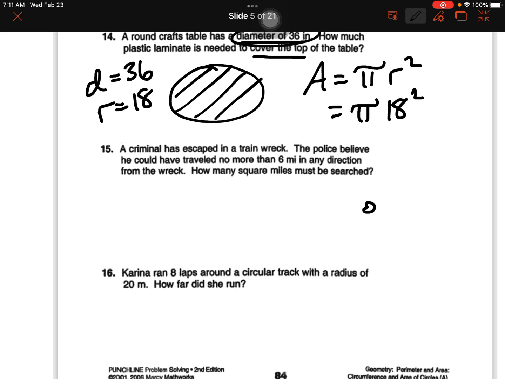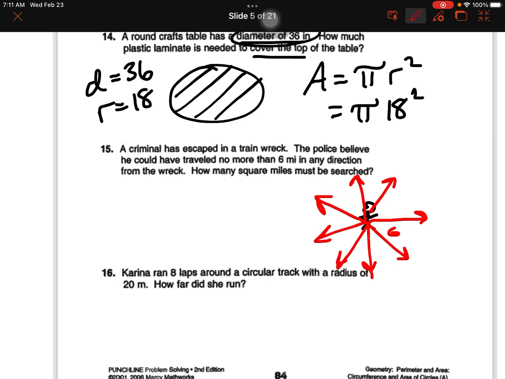This one, it says a criminal escapes. So here's our mean criminal, and the police believe he couldn't travel no more than 6 miles. So he could go 6 miles this way, 6 miles this way, and 6 miles in every direction. You're getting the idea. Now, if you were to connect all of those 6 miles, you would now have a circle.